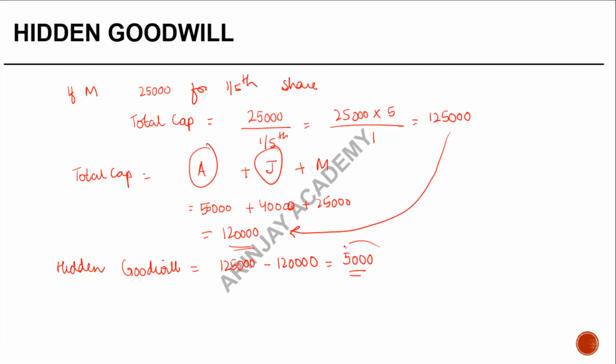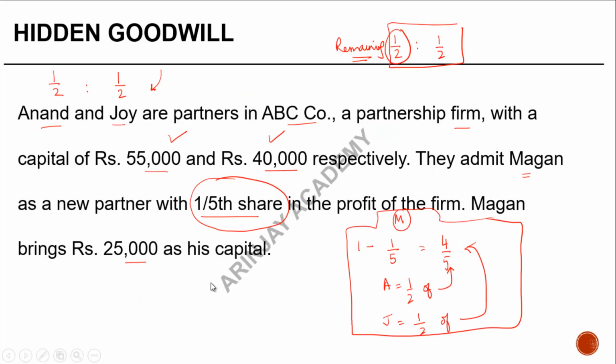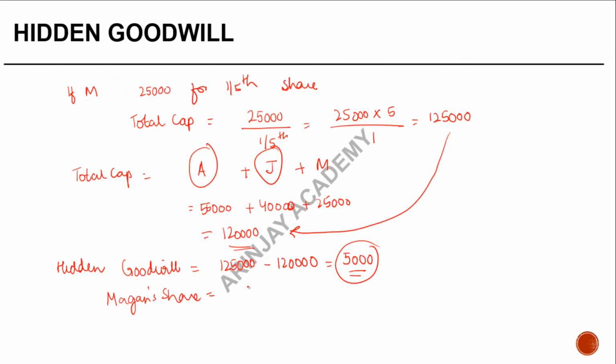Now 5,000 is the total value of the goodwill. How much is Magan's share out of this? Magan is the incoming partner. He's getting 1/5 of the share. So Magan's share will be 1/5 of 5,000, or 1,000. This is the amount he has to pay to Anand and Joy. In what ratio?